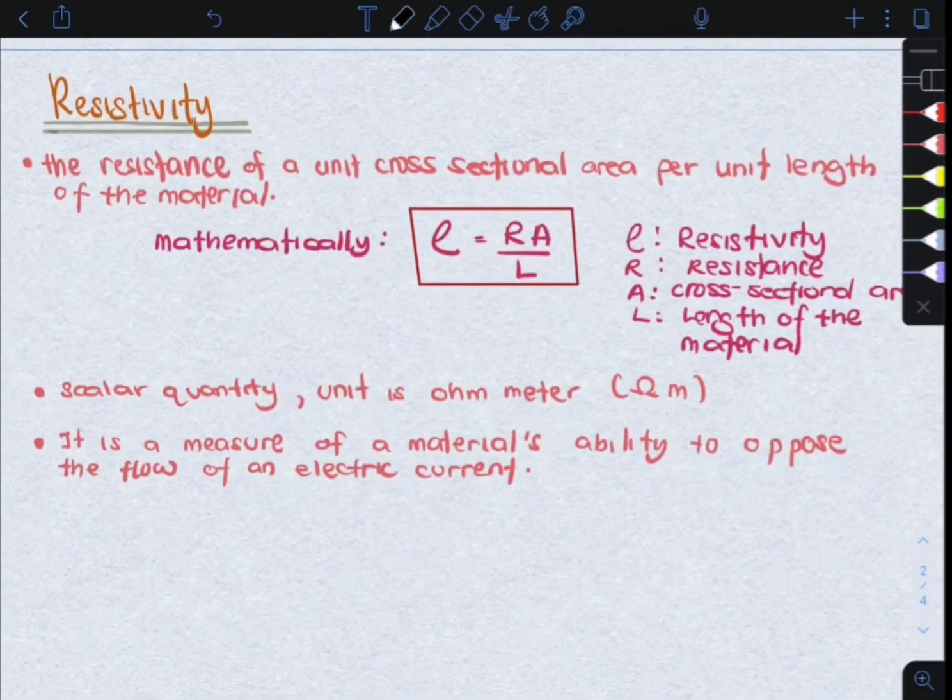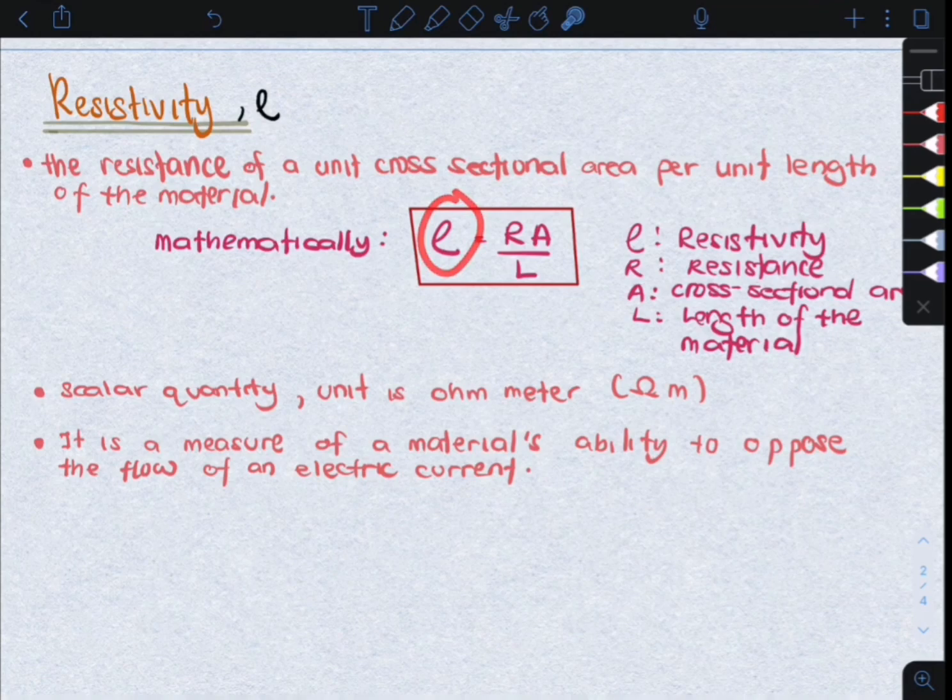Next, we are going to look at the resistivity. Okay, this is a new term that I'm going to introduce to you. Resistivity, the symbol for resistivity is rho, is defined as the resistance of a unit cross-sectional area per unit length of the material. So by definition, resistivity is resistance of unit cross-sectional area per unit length of a material, which can be mathematically written as rho is equals to RA over L.